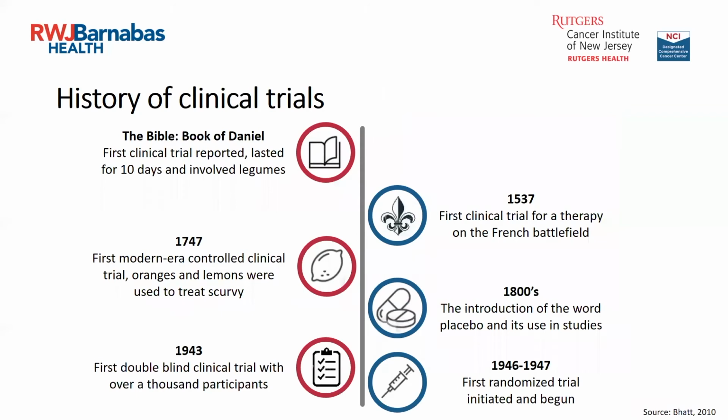So let's look at the history of clinical trials. We think of clinical trials as a modern idea, but they've been around for a long time. The world's first clinical trial is recorded in the book of Daniel in the Bible. This experiment was conducted by King Nebuchadnezzar and was one of the first times that a trial was used to make public health decisions. In 1537, a French surgeon tested a treatment for battlefield wounded soldiers.